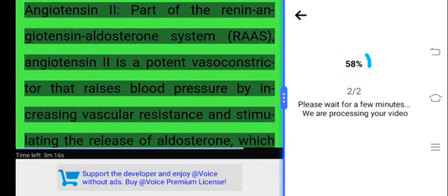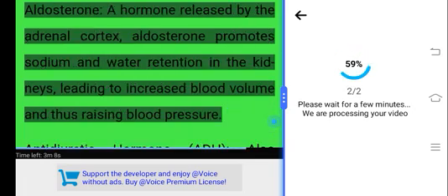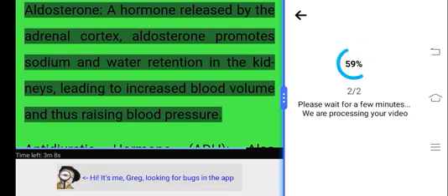Angiotensin II, part of the renin-angiotensin-aldosterone system. Angiotensin II is a potent vasoconstrictor that raises blood pressure by increasing vascular resistance and stimulating the release of aldosterone, which increases blood volume. Aldosterone, a hormone released by the adrenal cortex, promotes sodium and water retention in the kidneys, leading to increased blood volume and thus raising blood pressure.